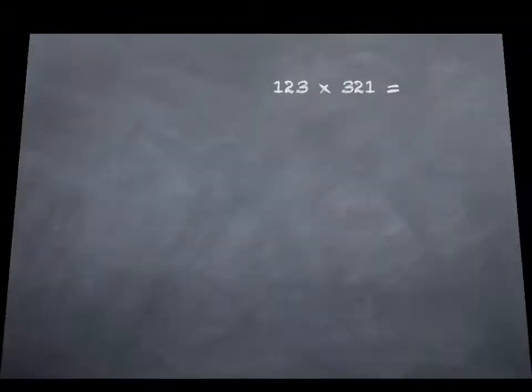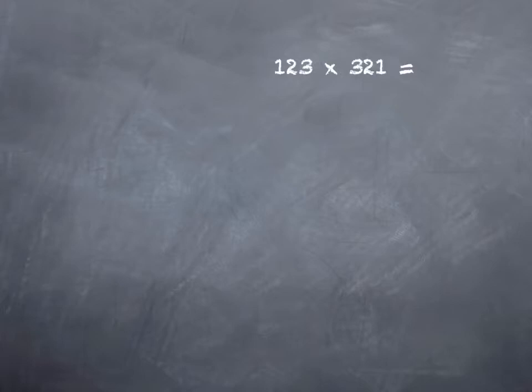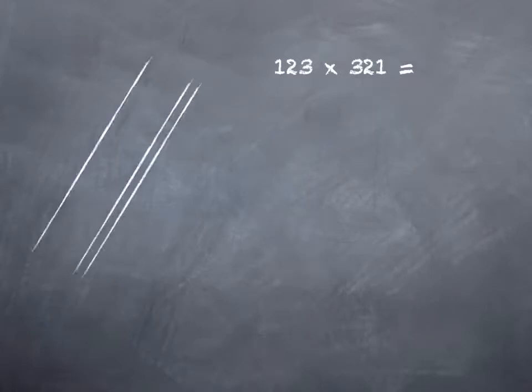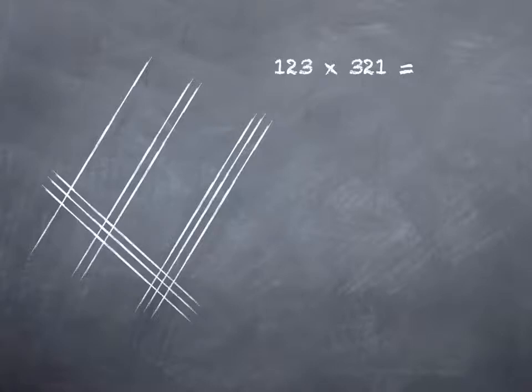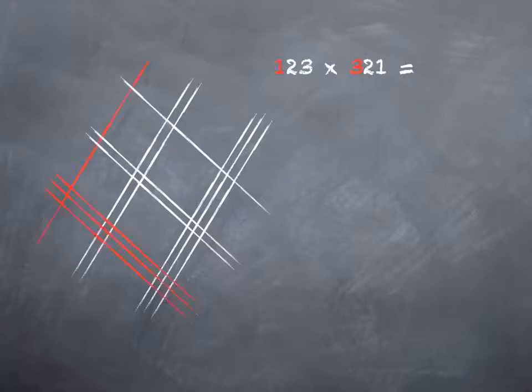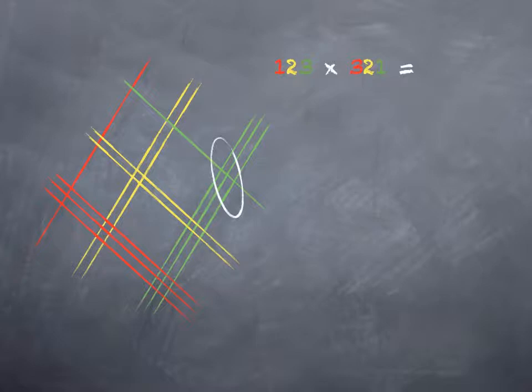If we want a little bit trickier problem, one that requires regrouping, we can try 123 times 321. There's 3 hundreds, 2 10s, and 1 1. And let's color code them again. Hundreds, tens, ones. Well, if I look out here where my 1s intersect my 1s, I wind up with 3 intersections. And so I leave that 3 in the 1's place.